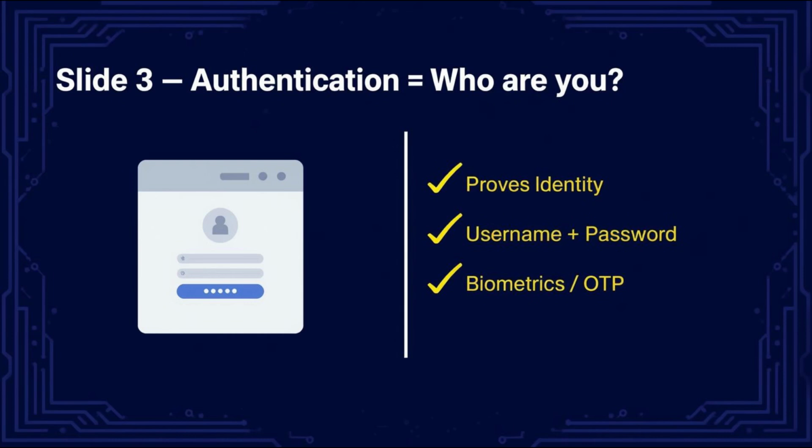Let's start with authentication. Authentication is about answering the question, who are you? It's the process of verifying a person's identity before giving them access. For example, when you enter your username and password, scan your fingerprint, or receive a one-time password on your phone, that's authentication. In simple terms, authentication is about proving your identity.